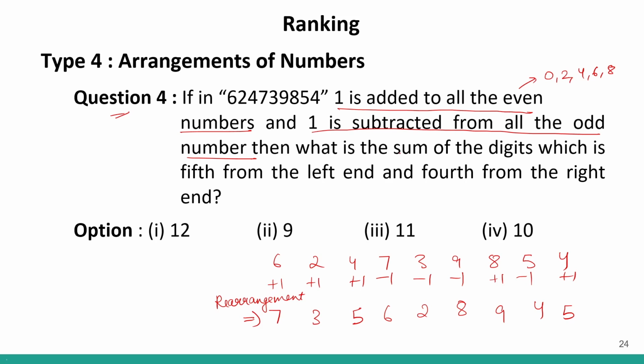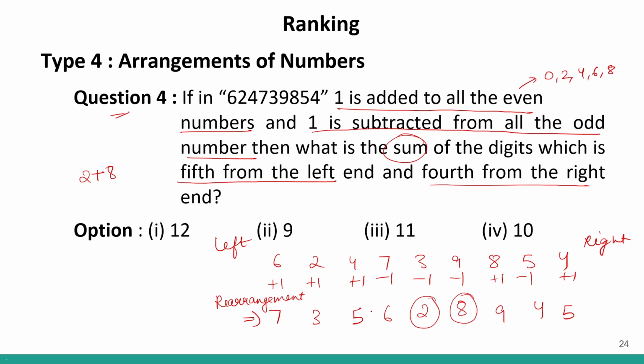We have to find the sum of the digits which is fifth from the left. So this is my left, correct? This is my right. So fifth from the left: 1, 2, 3, 4, 5. Fifth from the left is 2, correct? And fourth from the right. So right is here: 1, 2, 3, 4. This is 8. Fourth from the right is 8.